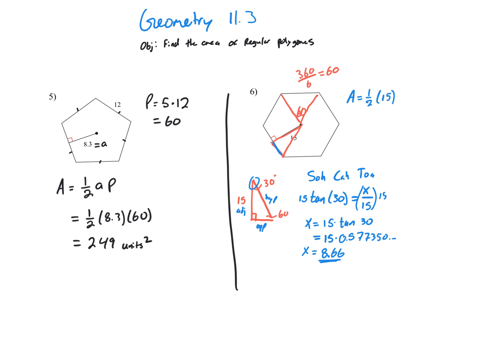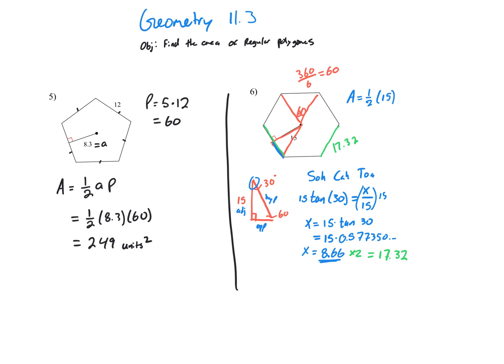So that's almost what we're looking for because I need this whole green length. But this blue length is half of the green length. So if I take that 8.66 and multiply it by 2, I get 17.32. So each of these sides here is 17.32.